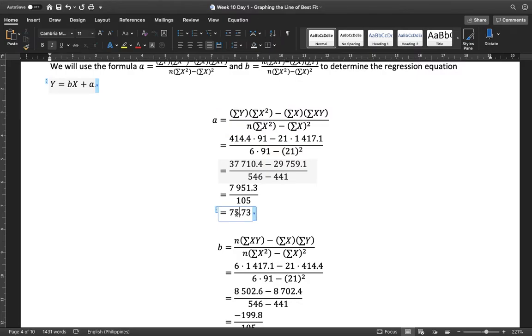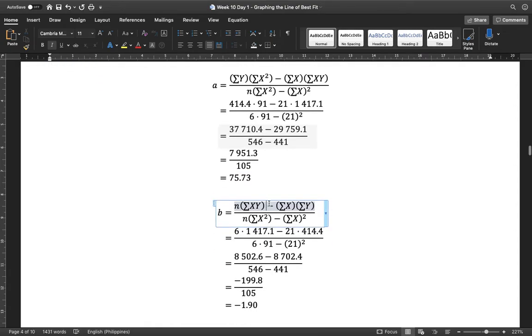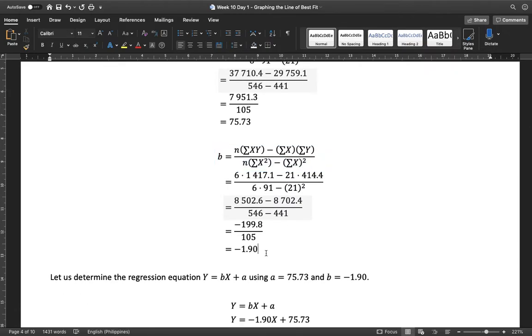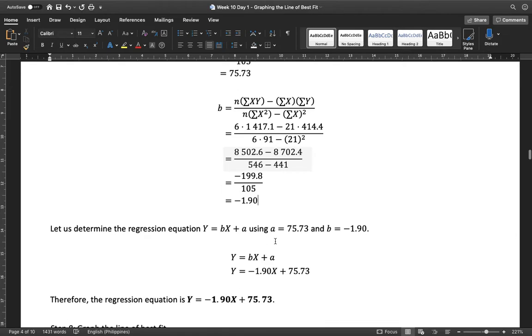For B naman, anong formula? N times summation of xy minus summation of x times summation of y all over n times summation of x squared minus the square summation of x. Substitute the values, we get negative 1.90 as our B. Remember, B is the slope and A is the intercept. So, A equals 75.73, B negative 1.90.